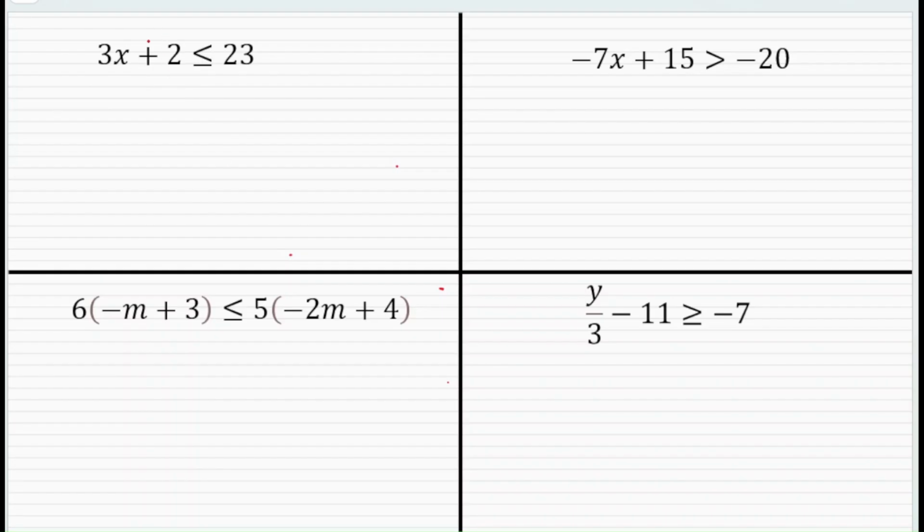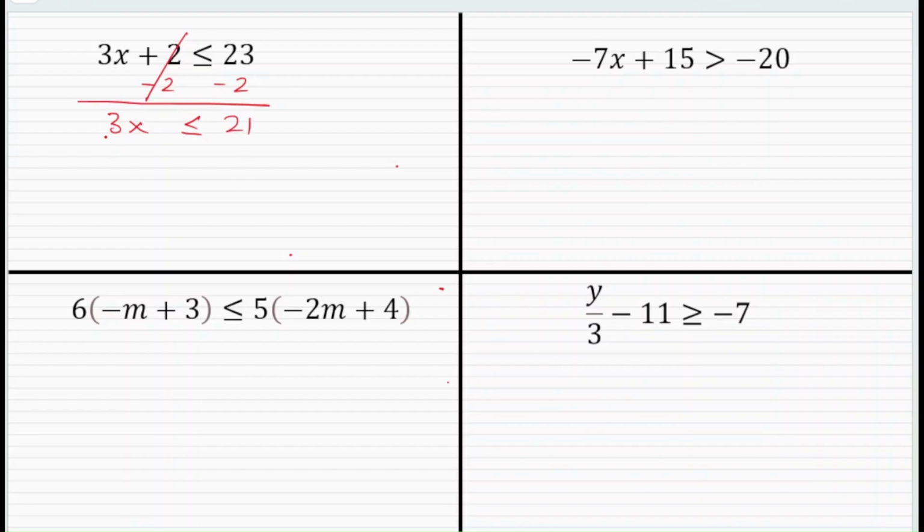Now in this first one I will eliminate this plus 2 first. The opposite operation of plus 2 is minus 2, so let's do minus 2 on both sides. Plus 2 minus 2 is 0, so they cancel each other. So 3x is less than or equal to 23 take away 2, which is 21.